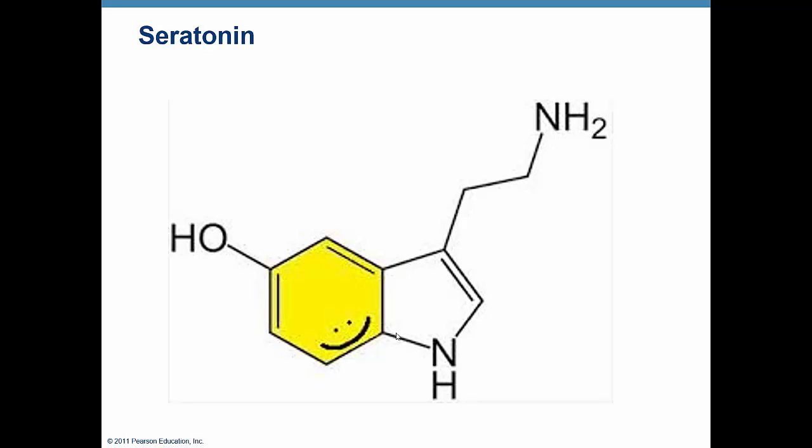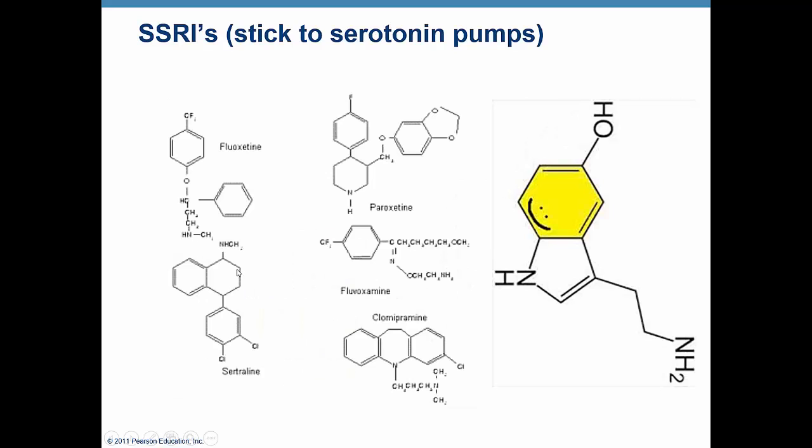This is serotonin. Serotonin is a neurotransmitter. It makes you happy. If you are depressed and you want to increase your serotonin levels, what you can do is take these drugs called selective serotonin reuptake inhibitors. And this prevents your neurons from sucking serotonin out of the synapses and then breaking it down. These are what SSRIs look like. So these are drugs that stick to serotonin pumps and sort of muck up their operation so that the serotonin continues to circulate throughout your brain.